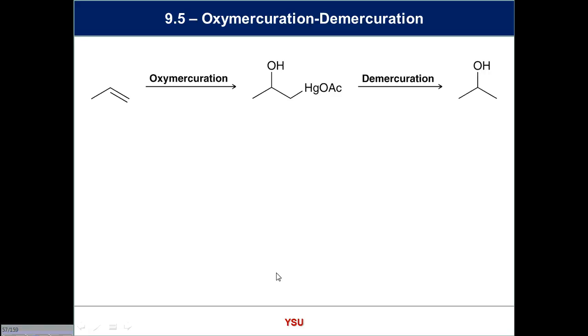Oxymercuration, demercuration. It's pretty much one of the few uses of mercury in the organic lab that's still used these days. What's the problem with mercury? Toxic. It will kill you dead. Yeah? And anybody read? Where's the most famous example of mercury in literature?